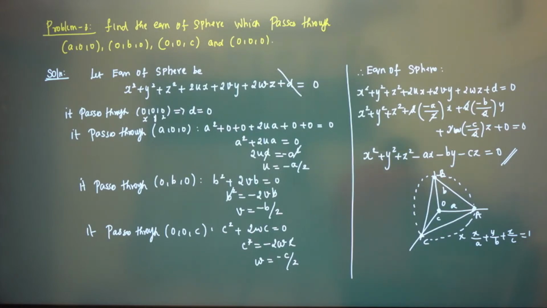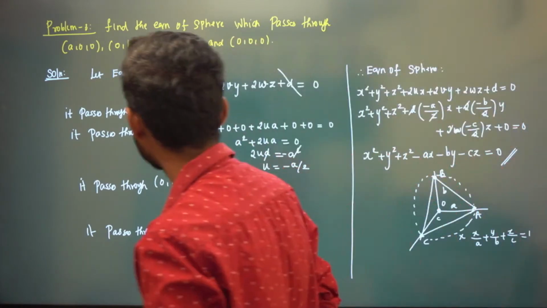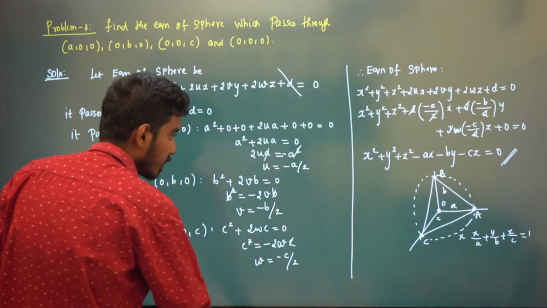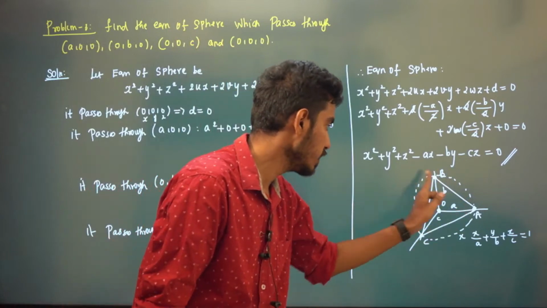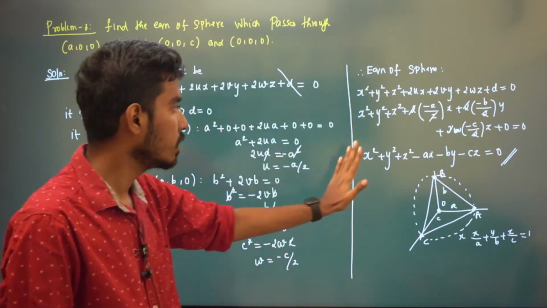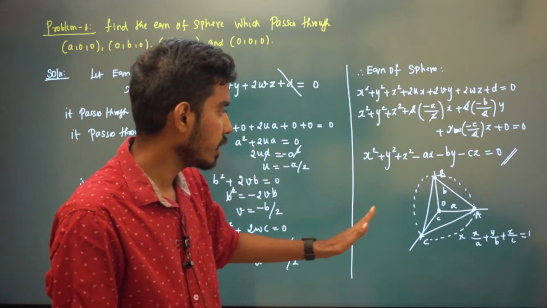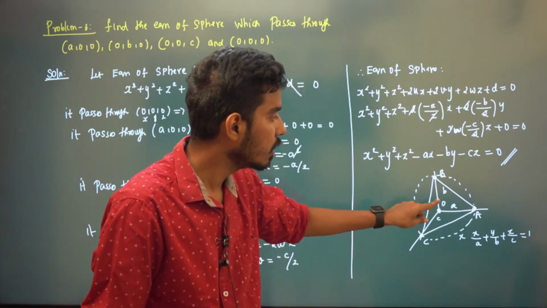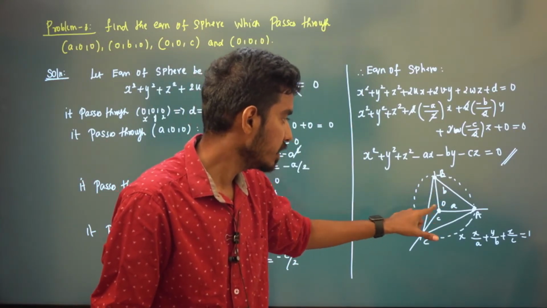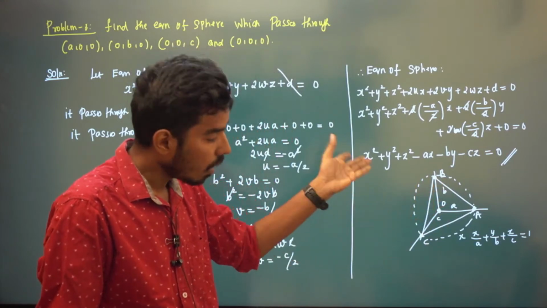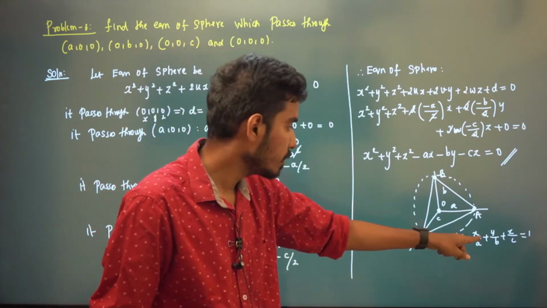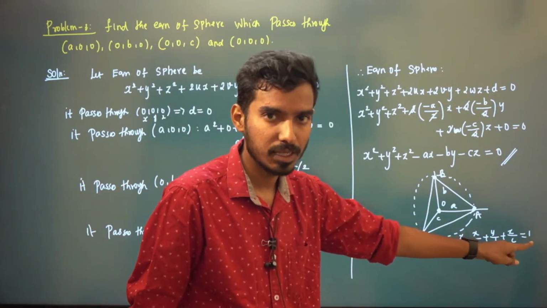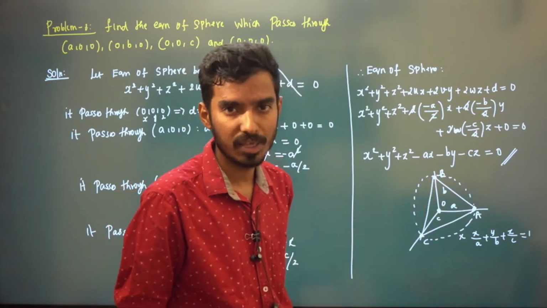We'll move on to problem number 4. Whenever you are finding the sphere passing through these three intercepts and origin, this is the procedure. It can also be asked like: find the equation of sphere passing through origin and making intercept lengths ABC on XYZ axis, or find the equation of the sphere formed by the plane x by a plus y by b plus z by c is equal to 1, passing through OABC. All are the same.